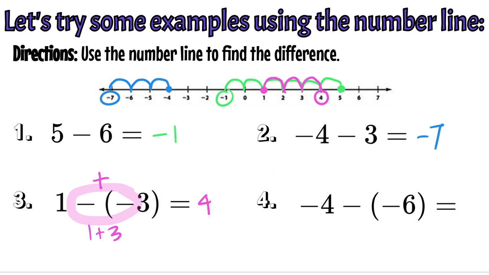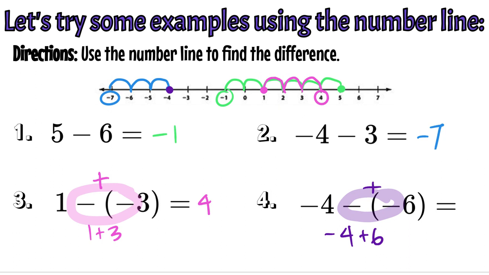Our last problem says -4 minus -6. So we're going to plot our first number, -4, just like normal. And then we have to remember again that in this situation we have a minus -6 here. So this is going to be a plus instead. This is like -4 plus 6 if we wanted to rewrite it.